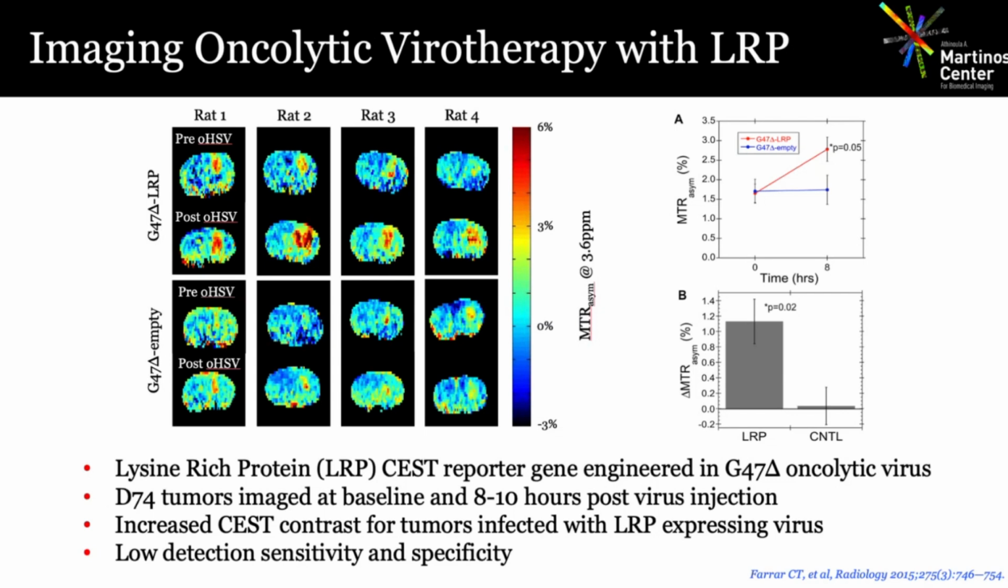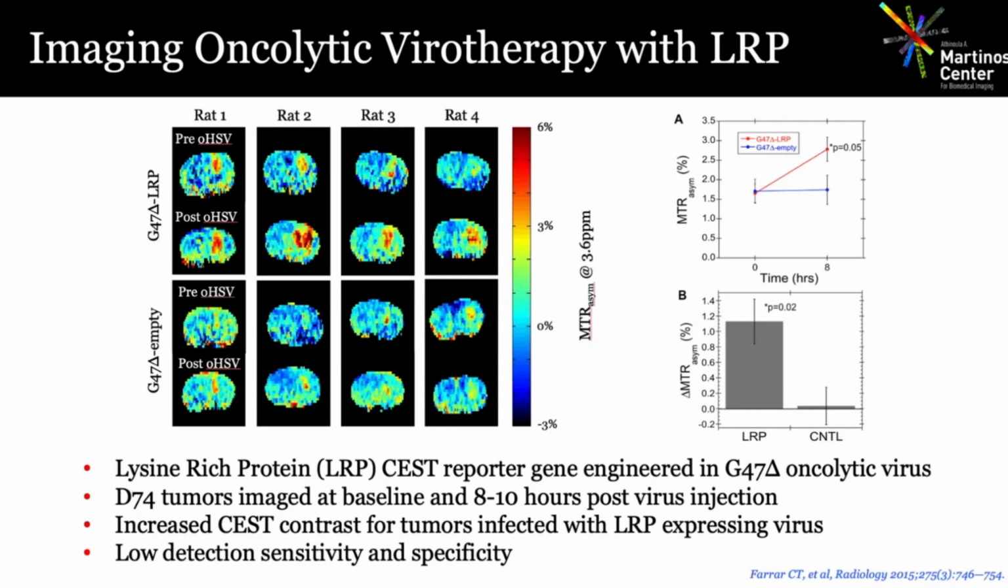viruses. You see elevated contrast after the virus injection compared to controls, but it's pretty small. You know, you're talking about a 1% change. And you have the issue of specificity because we were looking at very early time points where there's not a lot of change in the background CEST contrast.